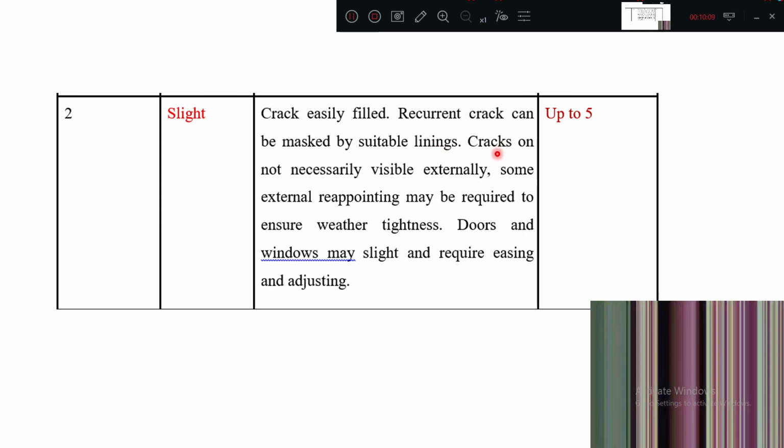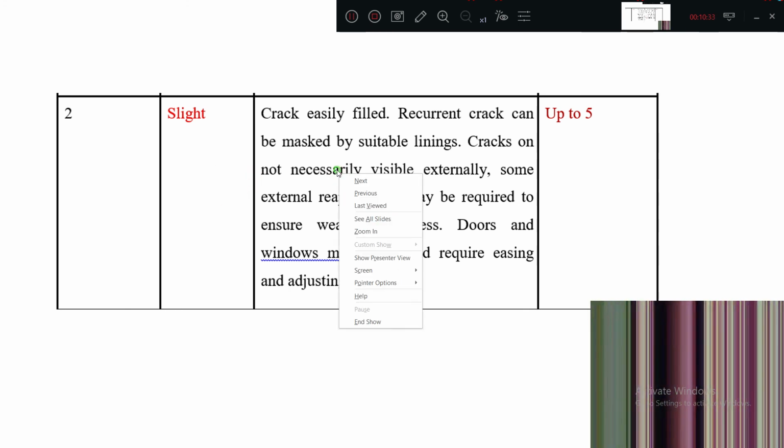So cracks are not necessarily visible externally. Some external repointing may be required to ensure weather tightness, meaning someone will check whether these cracks allow moisture to penetrate or not. Doors and windows may slide and require easing and adjusting. Once a crack starts appearing at the junction, door and window operations will be hampered. So this is the second category.